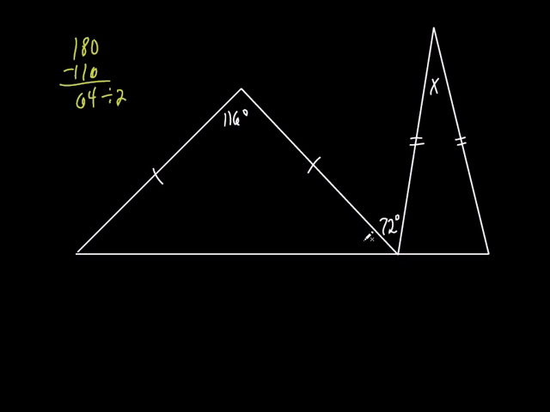Because these two down here add up to be 64. But they're exactly equal to each other, aren't they? How do you know they're equal to each other? Yeah, that's called the isosceles triangle theorem. Remember that? If two sides are equal, then the opposite angles are equal. So if these two are exactly the same and they add up to 64, we divide it by 2 and we get 32. So that's 32 and that's 32.